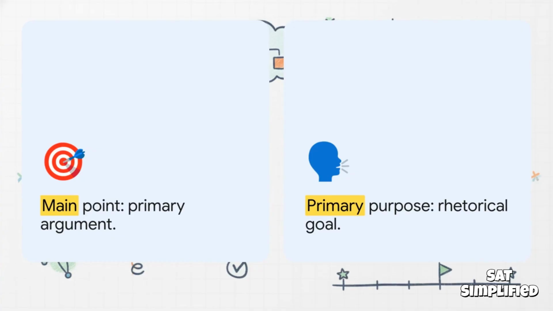Now, this is where a lot of test takers get tripped up. The main point is the actual concrete argument the author is making, while the primary purpose is the abstract rhetorical goal. What do I mean by that? Well, the main point of a passage might be that a specific inventor was inspired by a specific tool to create the computer mouse, but the primary purpose? That would be phrased much more abstractly, something like to describe the inspiration behind an invention. You have to be ready to map those specific facts to broader abstract function verbs.